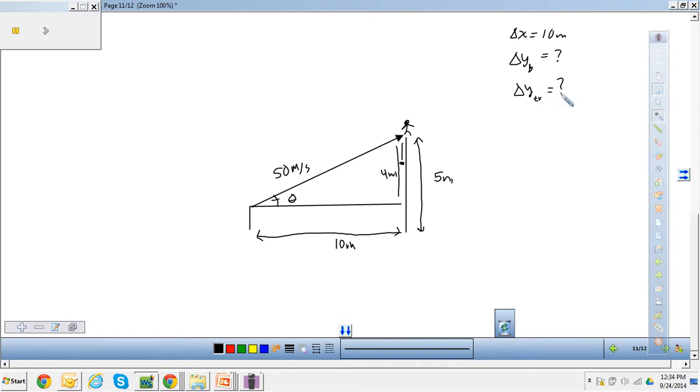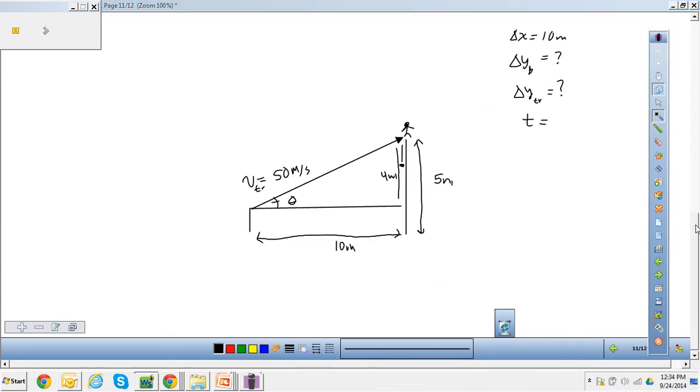Do we know the time it would take for the tranquilizer dart to get over to this side? Do we know it? Yes, no, maybe? No, we don't. Was there any time listed in the problem? No. So we don't know the time. Not yet. We have to solve for it. We can find it, but we don't know it yet.